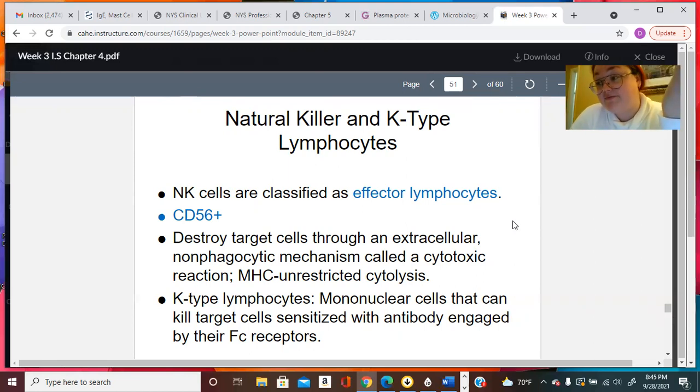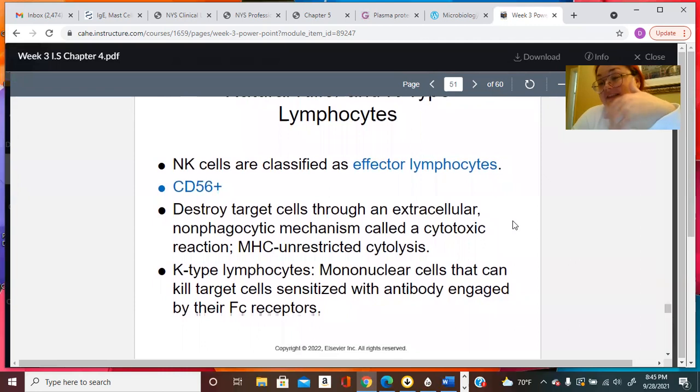sensitized with antibody, right? So when we say that something has been sensitized with antibody, what do we mean? We mean it's been coated with antibody. It's been targeted or flagged by antibody. And it does this by interacting with the Fc portion of the antibody, right?